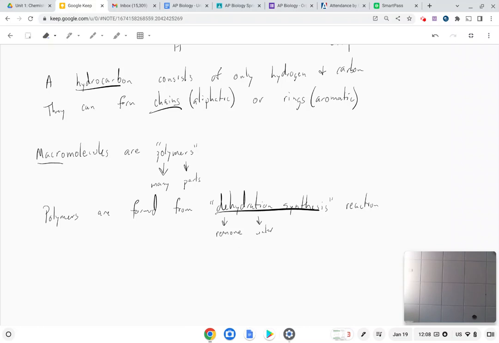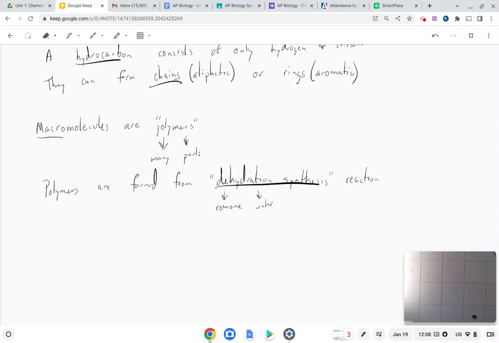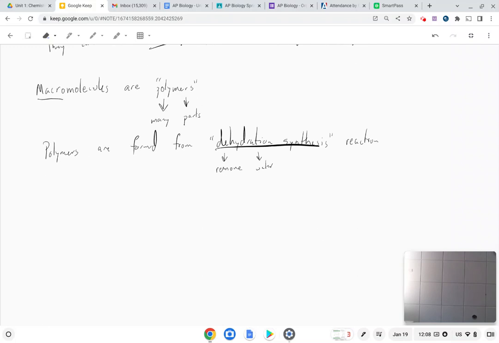It's like stripped off of it, and then a bond is formed. So what would that look like? Well, let's take the simplest example we can. Picture, and this is our first example of a ring. We said that hydrocarbons can form chains or they can form rings. An example of a ring is this glucose molecule. Looks like that.